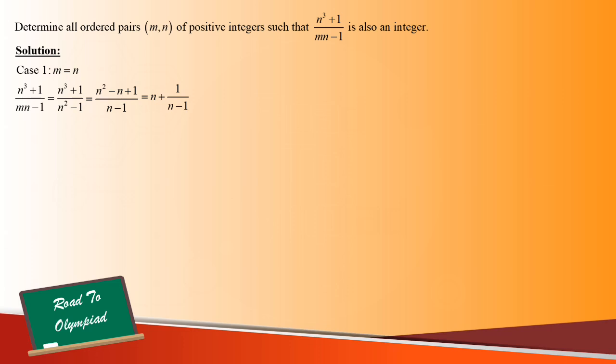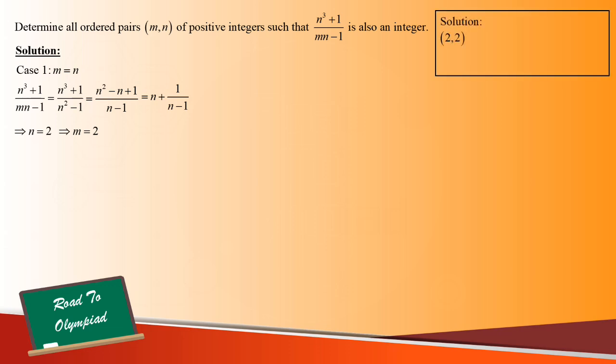In order for this to be an integer, 1/(n - 1) needs to be an integer, or 1 needs to be divisible by n - 1. This is only possible when n - 1 is equal to 1, or n is equal to 2, which gives us m equal to 2 as well. So we have our first solution: both m and n are equal to 2.